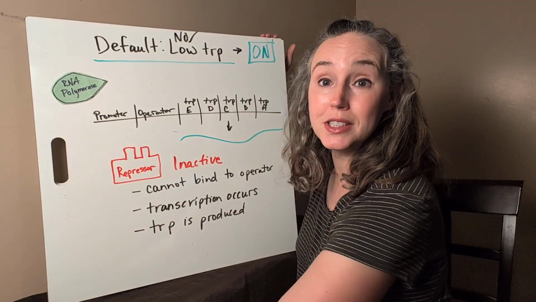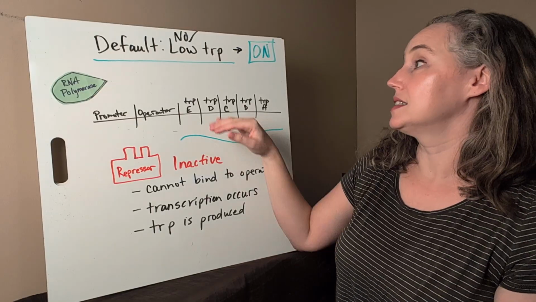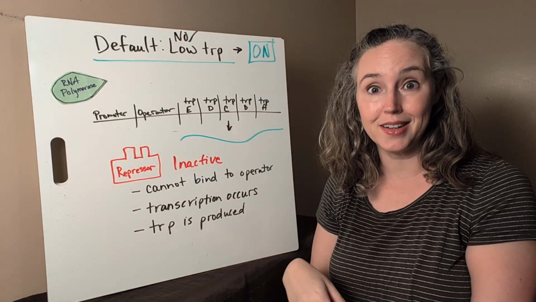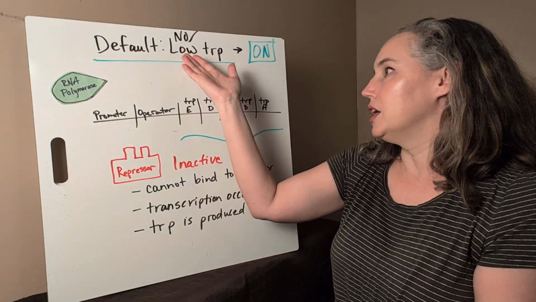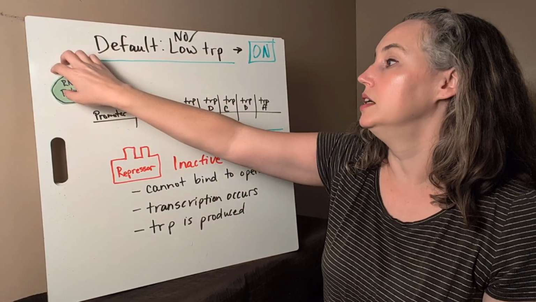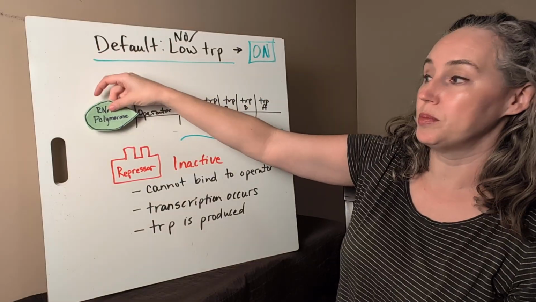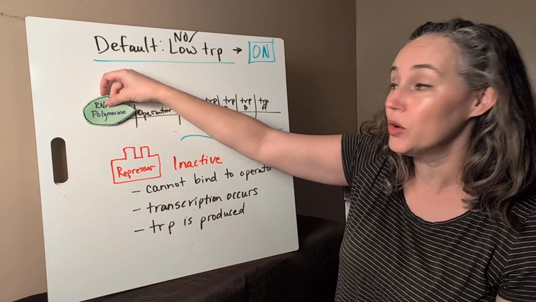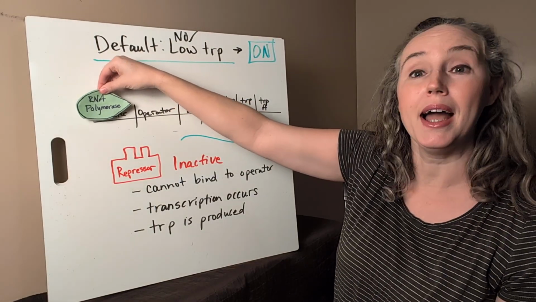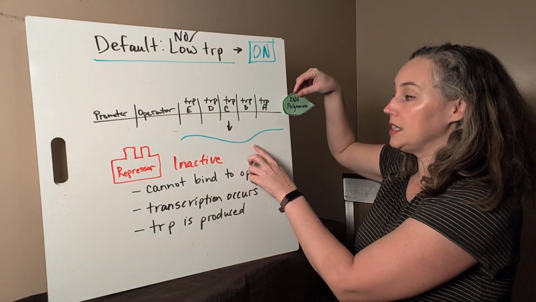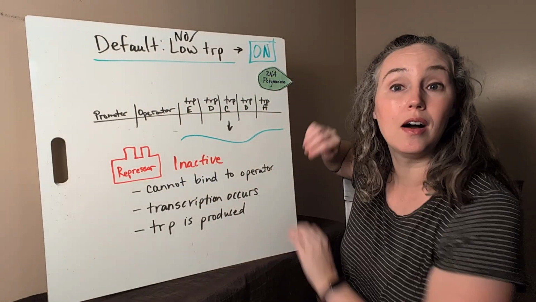Now, the default position, like I said, is that there's no tryptophan in the gut, no or low, and so it's on. If it's on, then that means the RNA polymerase is binding to the promoter and going past the operator gate and transcribing all of these into one long mRNA.